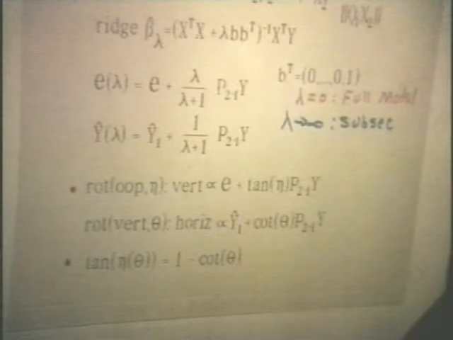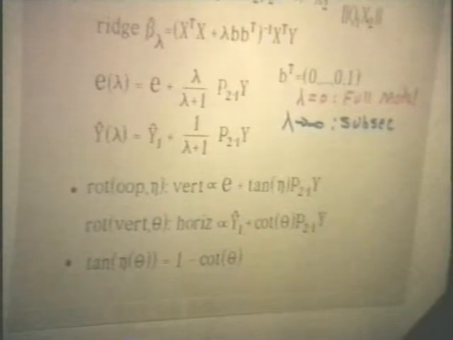The coefficients being 1 in each case and lambda over lambda plus 1 or 1 over lambda plus 1. Now if lambda is equal to 0, then what we have is the residuals versus fitted values for the full model. If lambda goes to infinity, we get the subset model.